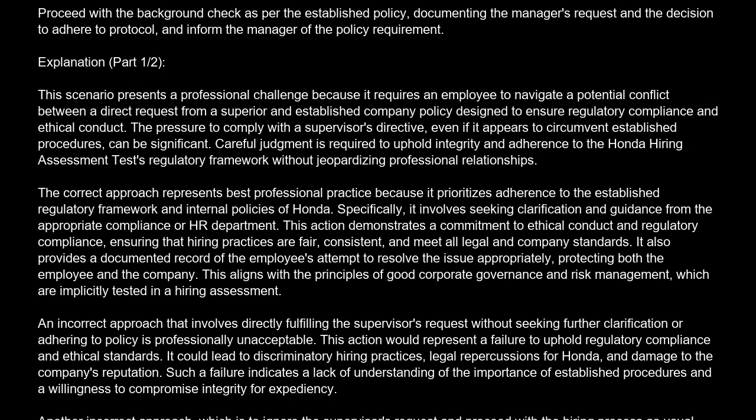The correct answer is B. Proceed with the background check as per the established policy, documenting the manager's request and the decision to adhere to protocol, and inform the manager of the policy requirement.